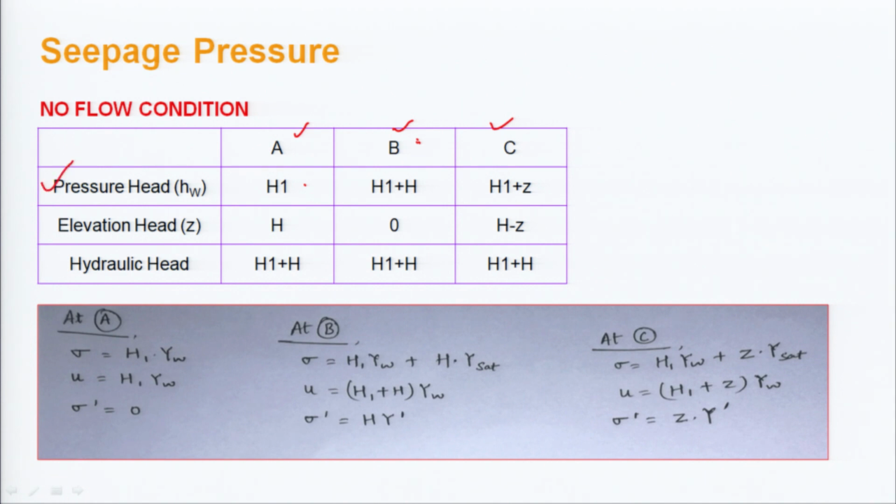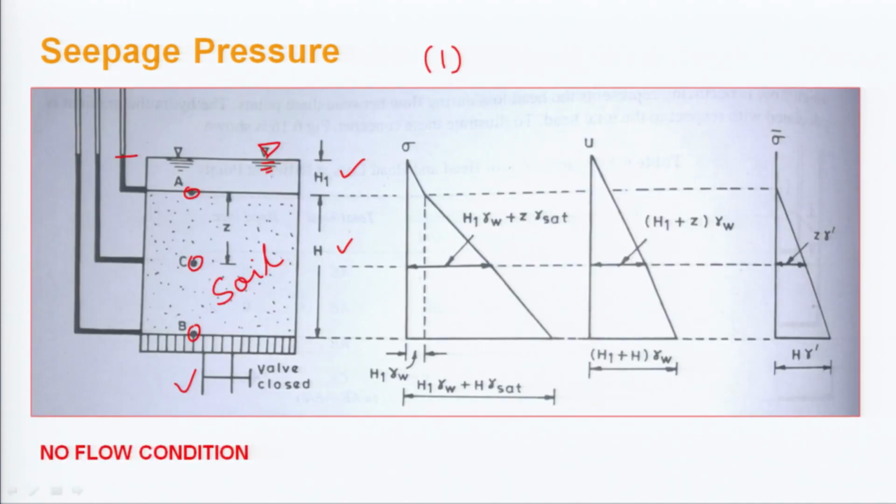By the manometer level, see it is showing no value. At this point it is H plus H1. If you point at C, what will be the pressure head when we apply the piezometer here? It will be H1 plus this Z value. For this point A, it will be nothing but H1. It is very simple there.